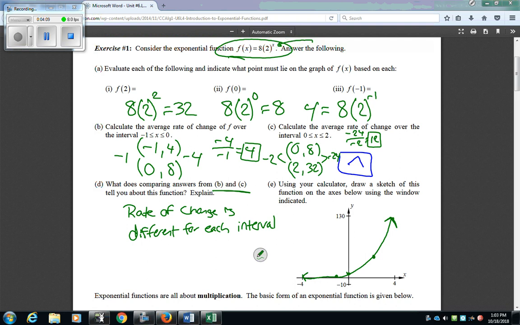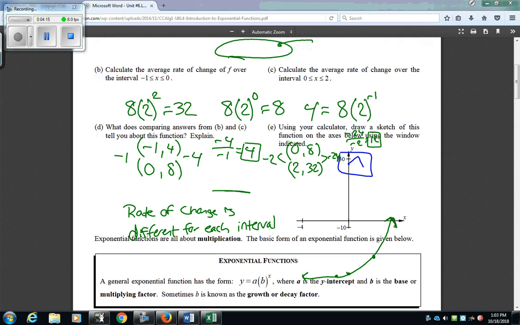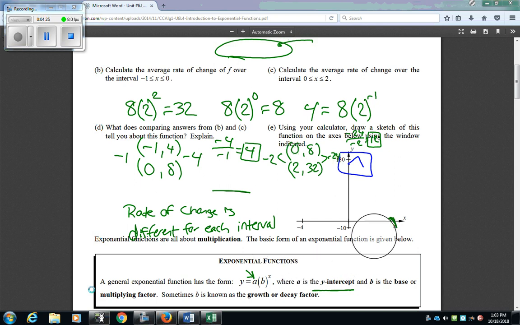That's why it's different than a linear function, because linear functions are repeated addition. We'll actually talk about that in a couple assignments from now. So what you have is A, which is the y-intercept. Here's our y-intercept, like we talked about before. And then we have what's called a multiplying factor, because that's the number that gets multiplied over and over.